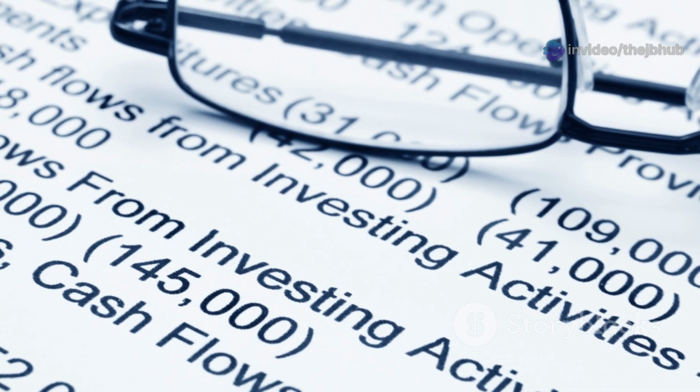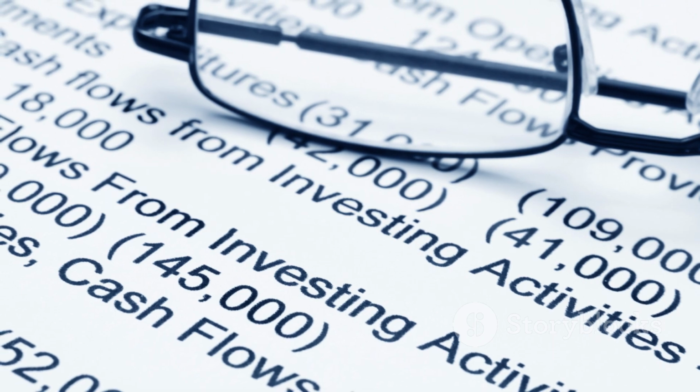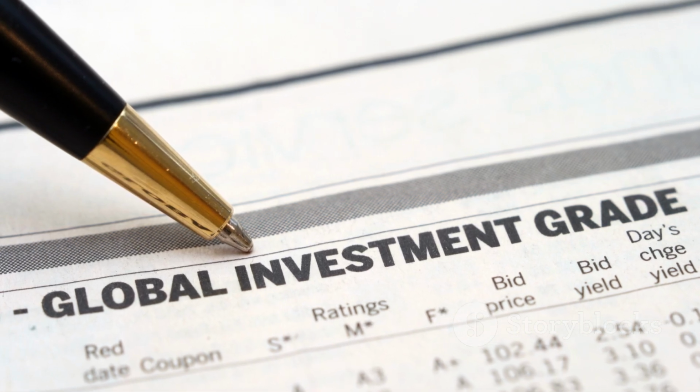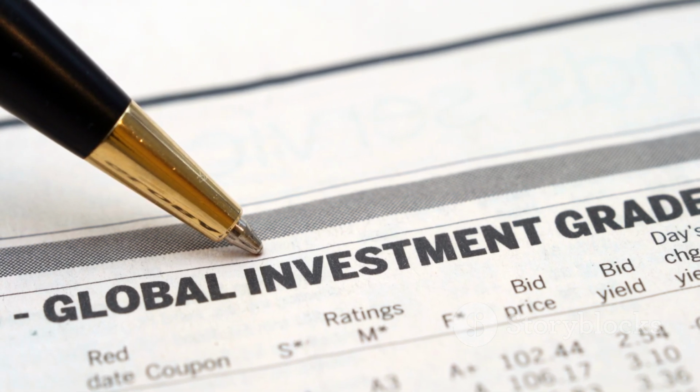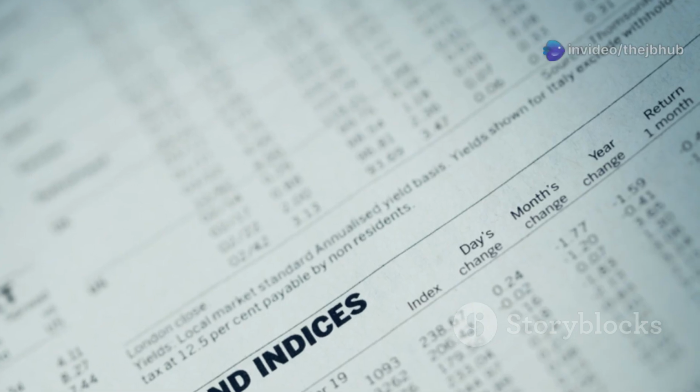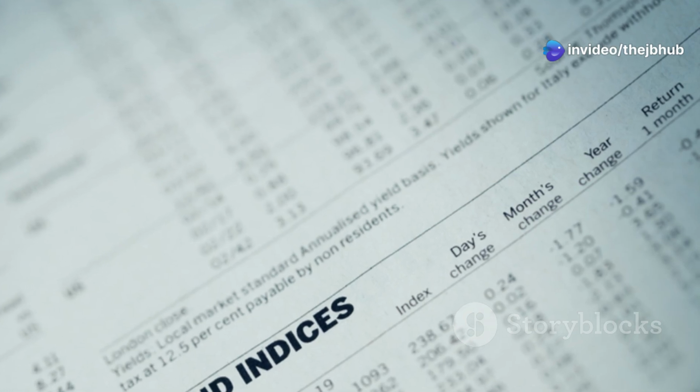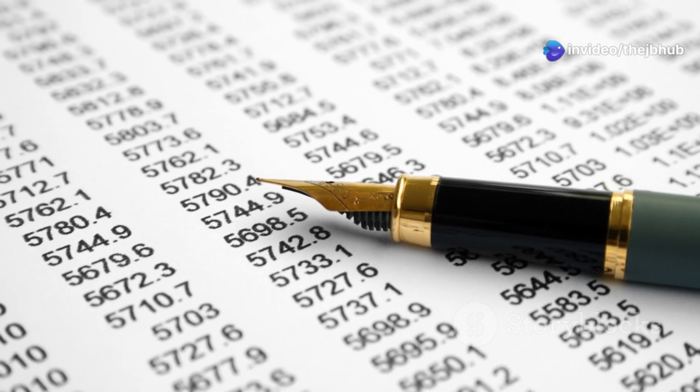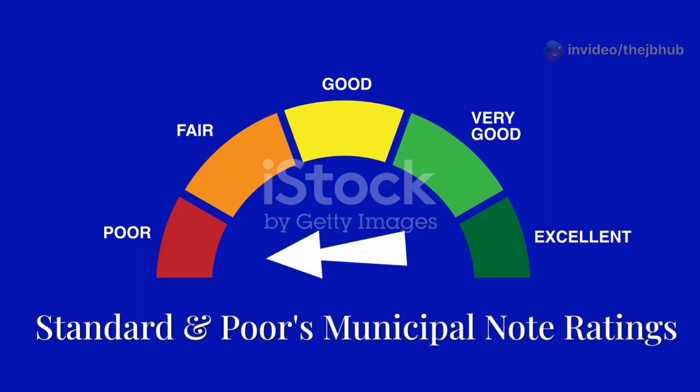MIG-1 or VMIG-1 represents superior credit quality. MIG-2 or VMIG-2 indicates strong credit quality. MIG-3 or VMIG-3 signifies acceptable credit quality. Finally, SG stands for speculative grade credit quality.